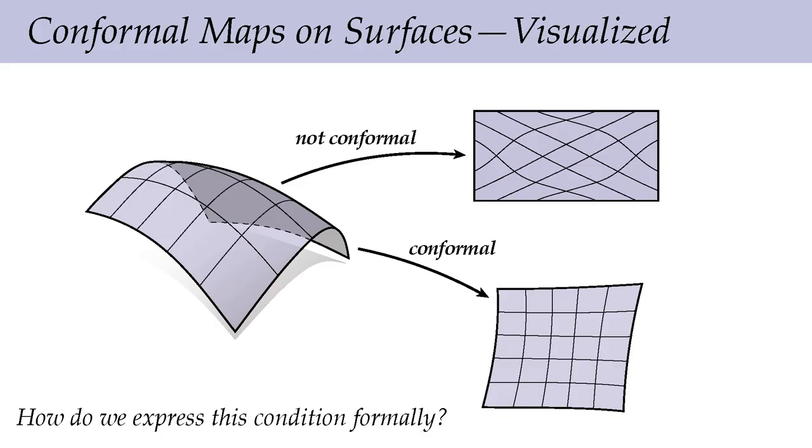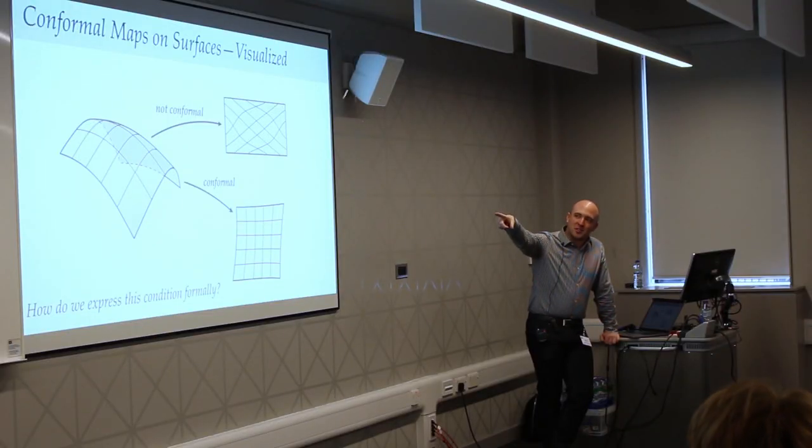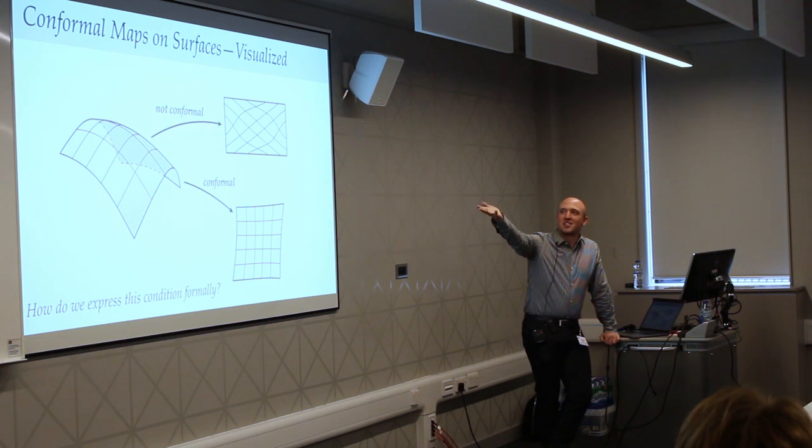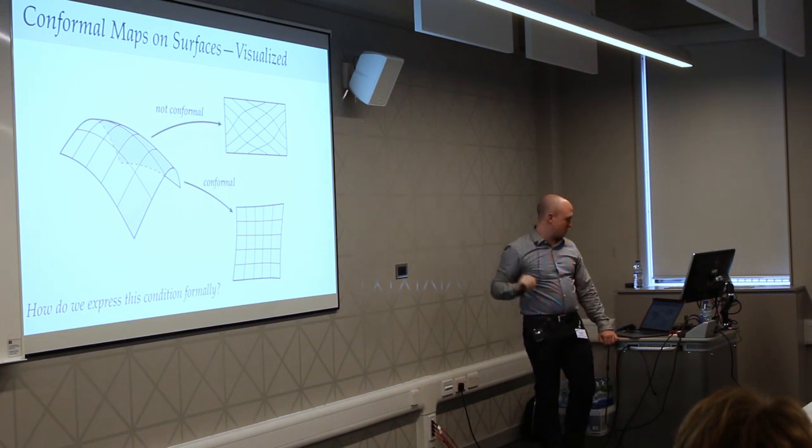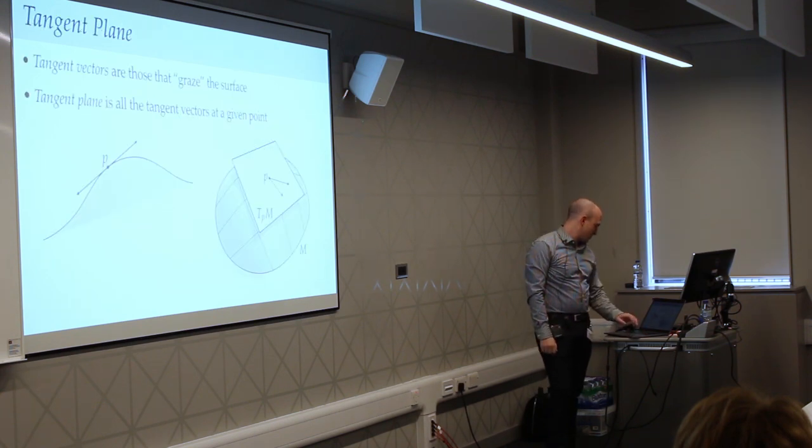How do we express this formally now? So before we were talking about complex numbers, right? If I first take my vector and I multiply it by a complex number and then I push forward, that should be the same as I push forward and multiply by complex numbers. Well, now I'm on the surface. I can't necessarily multiply by complex numbers anymore. It doesn't make sense. I can multiply by complex numbers if I'm in the complex plane, but not if I'm on the surface. So what do I do?